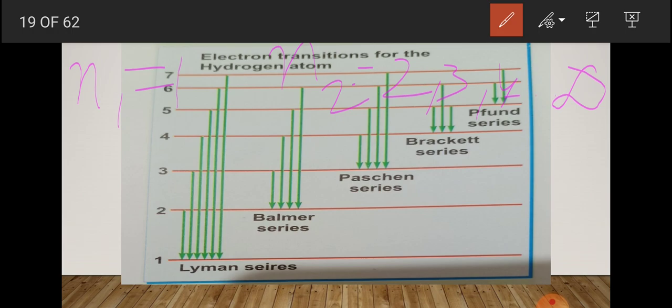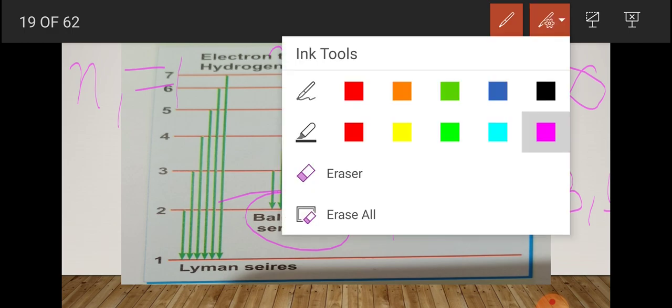Next is your Balmer. For the Balmer series, N1 will be 2, and N2 can be 3, 4, 5, 6, infinity. And this is found in the visible region.